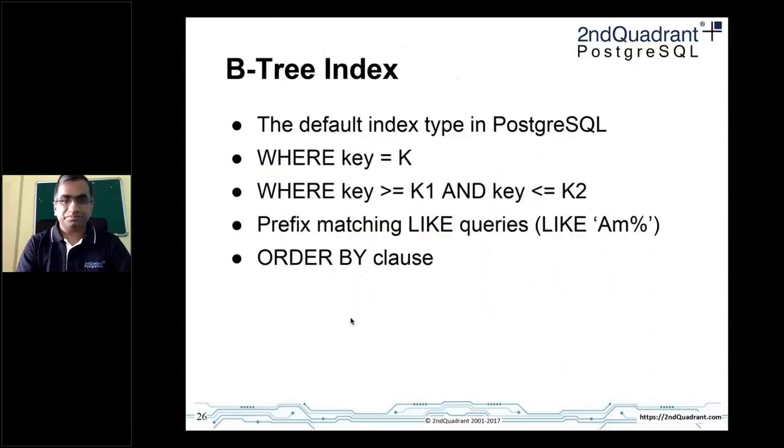So B-tree indexes, to summarize, are the default index type. They are pretty good when you want to do equality queries. They are very good for range queries. They are also very useful for prefix matching queries, right? Since the index tuples are all sorted, if you want to look for city names which start with the letters AM, you can use B-tree indexes. Also, if your queries include order by clauses, since the index is already sorted by that order, you can use a B-tree index to retrieve those tuples without doing an additional sort phase.